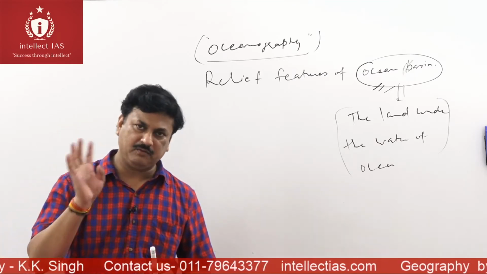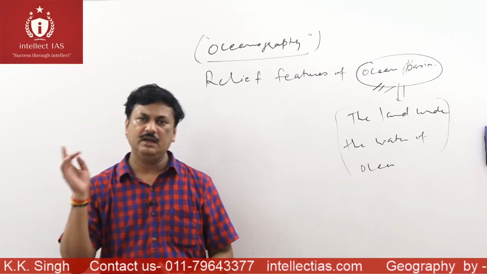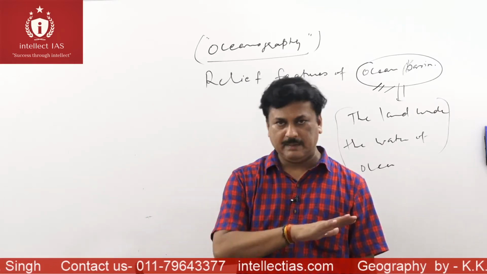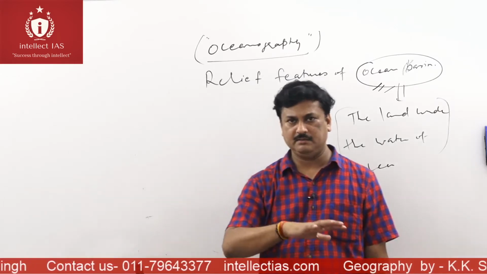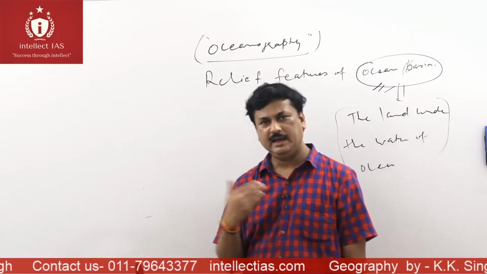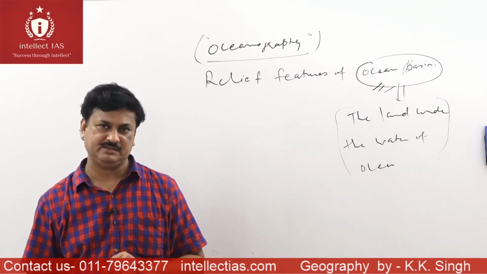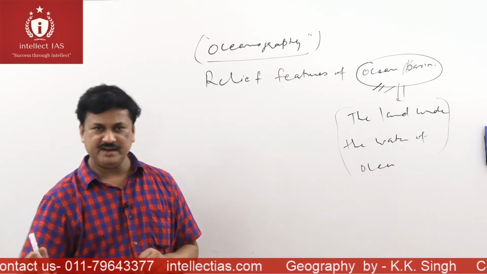In major, there are four major relief features. It includes continental shelf, continental slope, then abyssal plain, or we can also say oceanic plain, and fourth is oceanic trenches, deeps and trenches. So first is continental shelf.